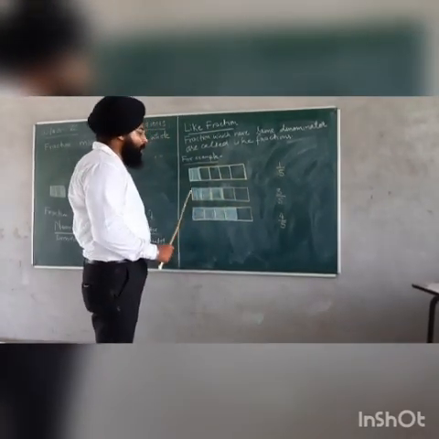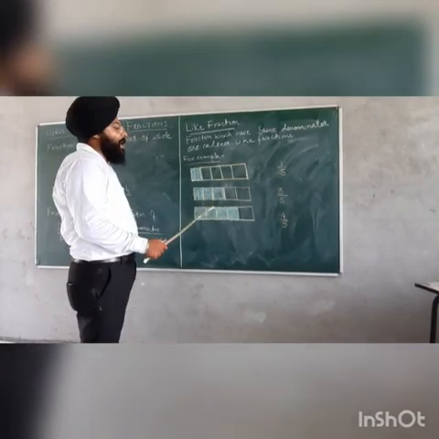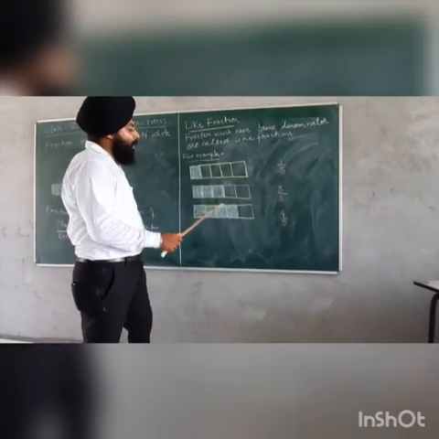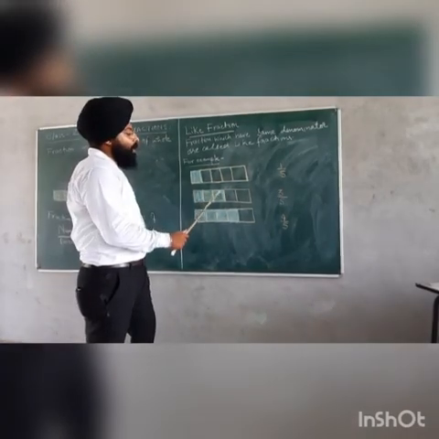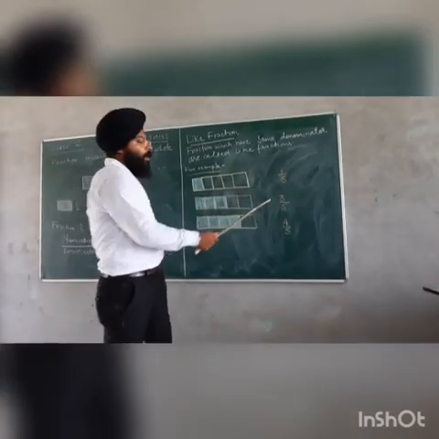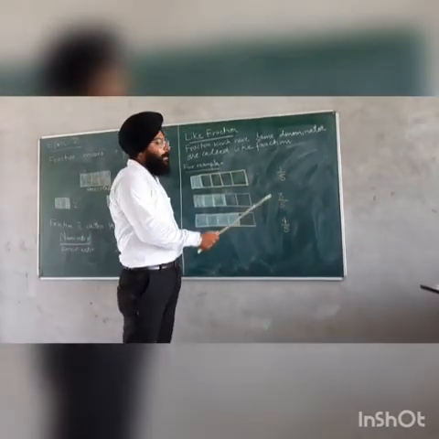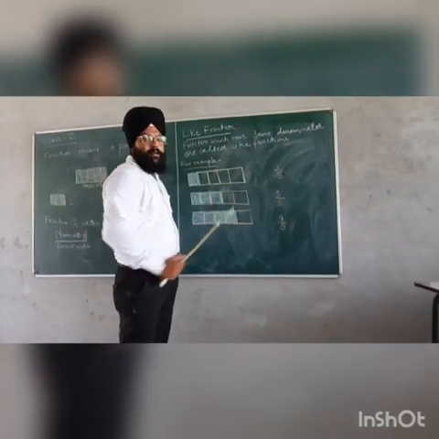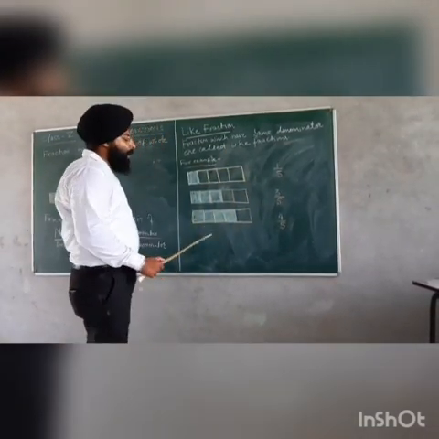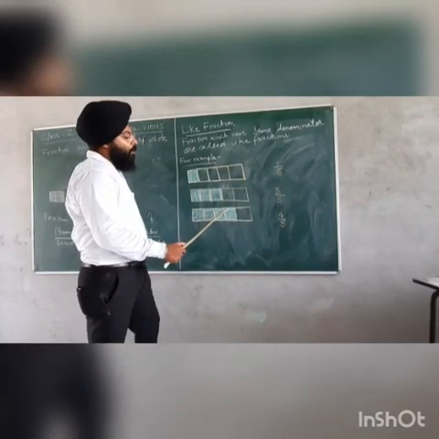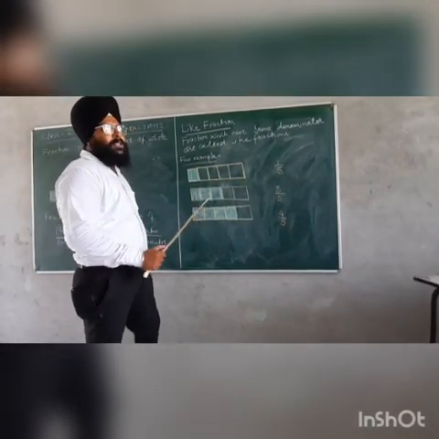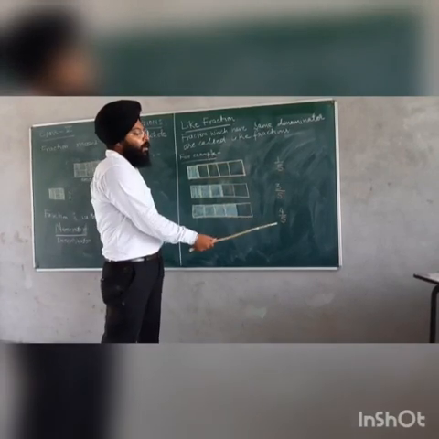And in the second rectangle you will see, how many boxes are colored? 3 boxes are colored. 1, 2 and 3 are colored out of 5. So the fraction will become 3 upon 5. And in the next rectangle, how many boxes are colored? 1, 2, 3, 4. 4 boxes are colored out of 5.